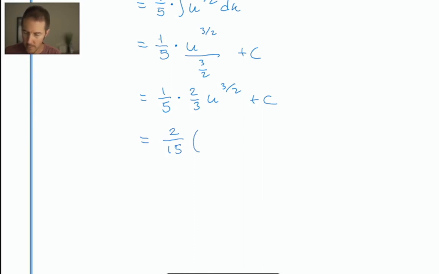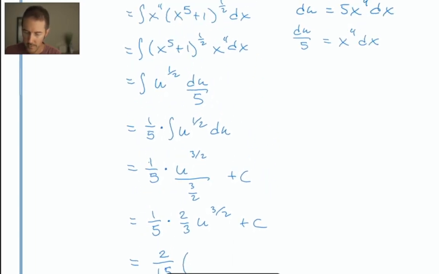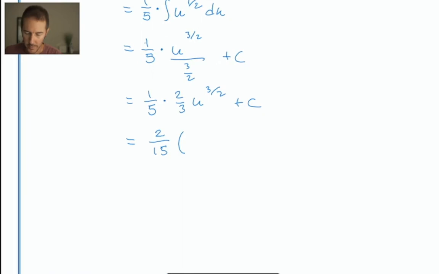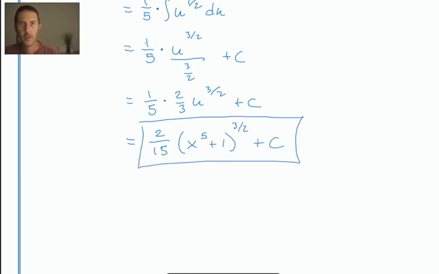What was the u value again? It's been so long I've forgotten. X to the 5 plus 1, to the power of 3/2 plus c. We're getting good at this, right? Increasing the exponent by 1, dividing by the new exponent, making the substitution.